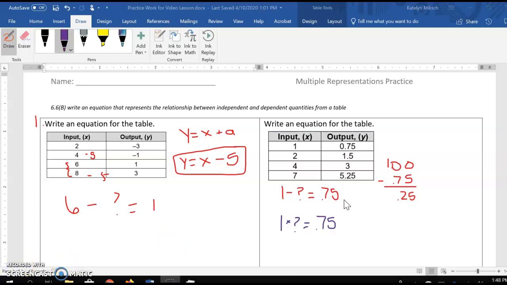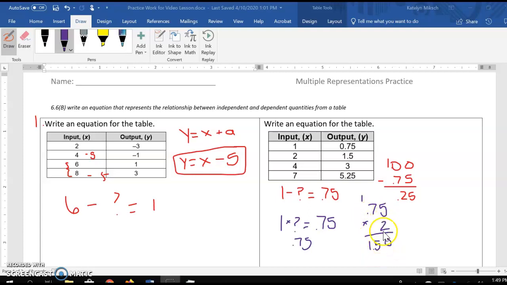So just like before, 1 times what number would give me 0.75? Well, 1 times any number is going to give you that number as an answer. So 1 times 0.75 would give you 0.75 as your answer. And if you get to use a calculator when you're in class, you can use it to figure this out. So then we need to check and see, would 2 times 0.75 give me 1.5? So I've done my math here. 0.75 times 2 does give me 1.5.